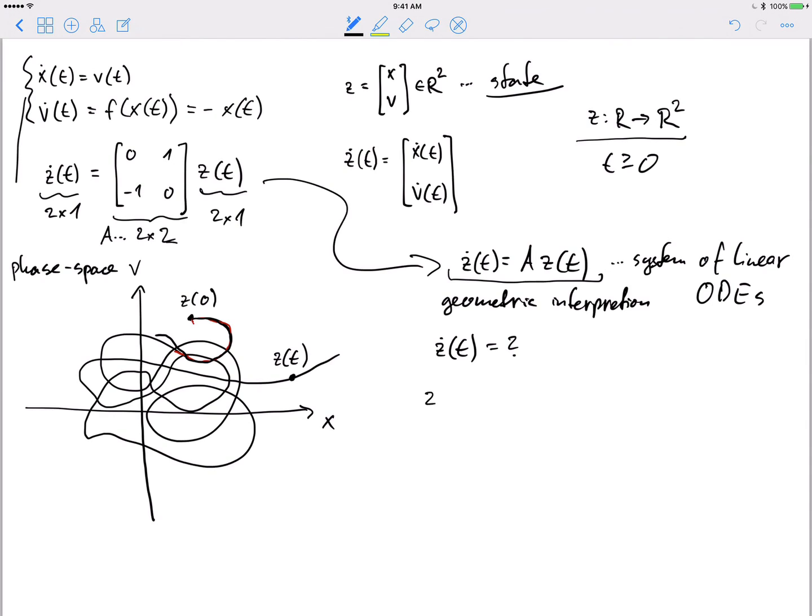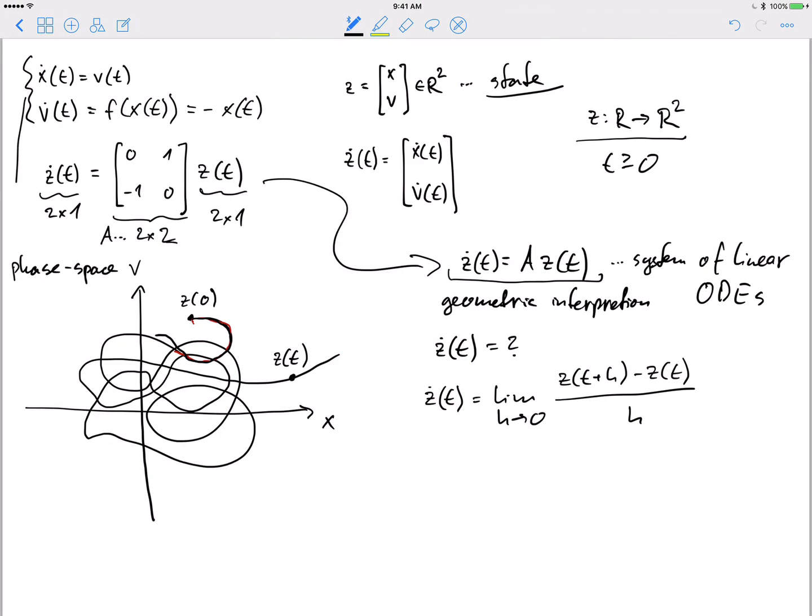Maybe one way to see that is to invoke the actual definition of the derivative. How is the derivative defined? It's a limit for some parameter h going to 0 of z of t plus h minus z of t, divided by h. That's the definition of a derivative. You cannot disagree with that. But my point is to show the geometric intuition on this.